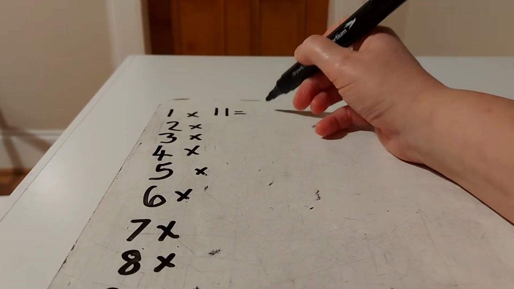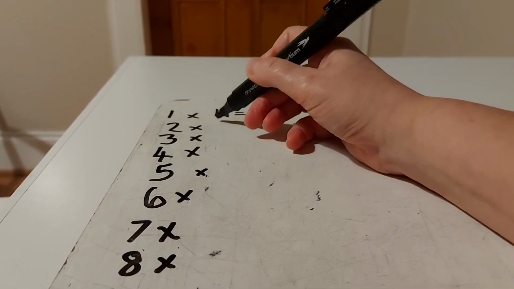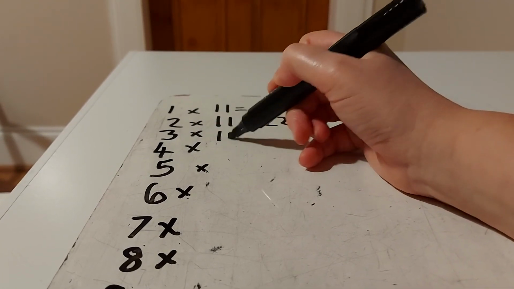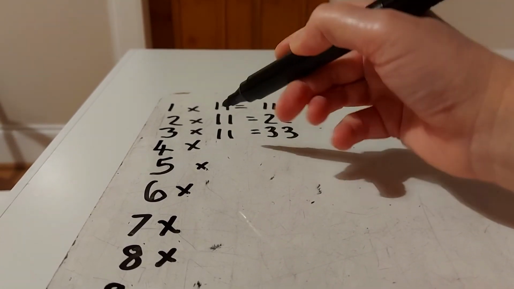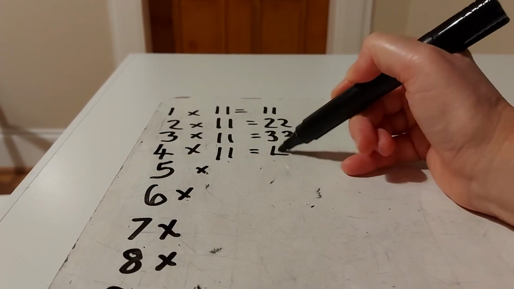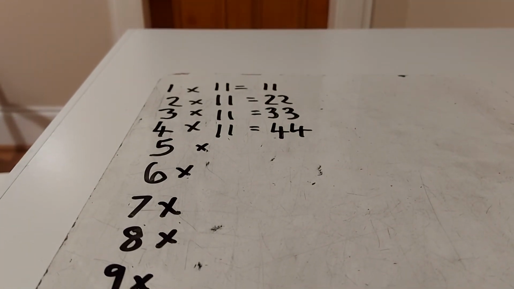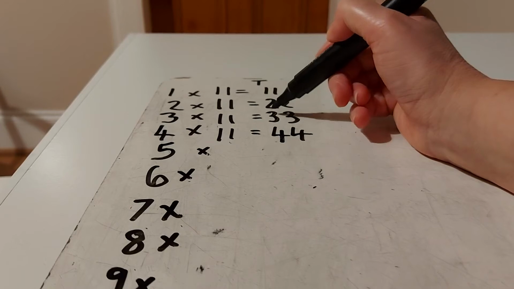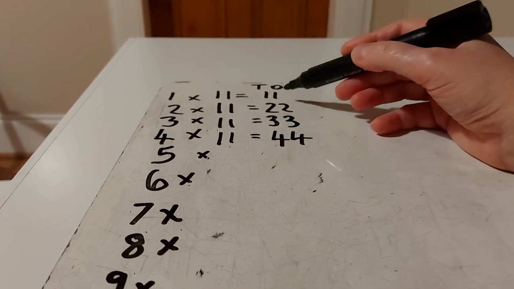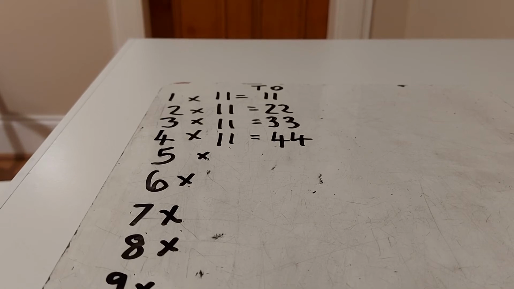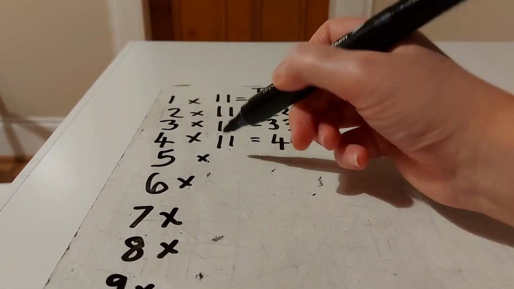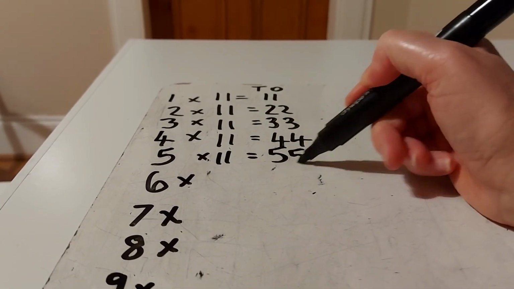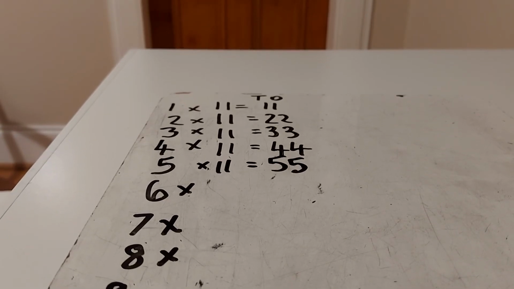So 1 times 11, 11. 2 times 11 equals 22. 3 times 11 equals 33. 4 times 11 equals 44. Now I'll pause for a moment there because some of you may have spotted a pattern already. The tens column is going up in ones. The ones column is going up in ones. But also, when we think of our next one, 5 times 11, all we have to do is double the digit 5, which makes the 11 times table quite easy.